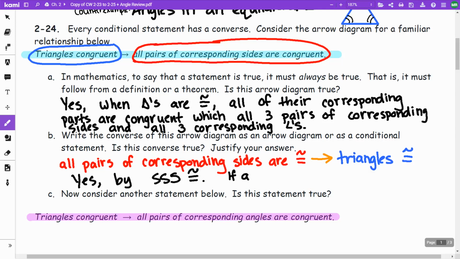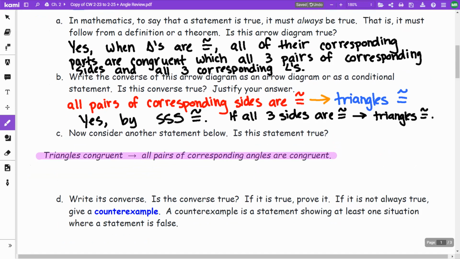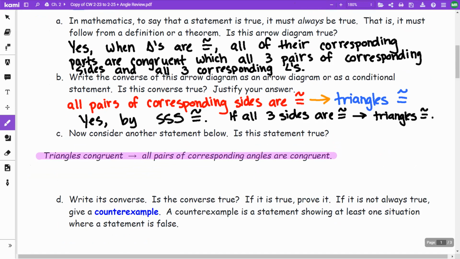So if all three sides are congruent, that led to the triangles being congruent. So this was a true statement. Okay, that's what side, side, side is. Now consider another statement below. Is this statement true? Triangles are congruent. Okay, triangles are congruent. Then all pairs of corresponding angles are congruent. So is this true? Yes.